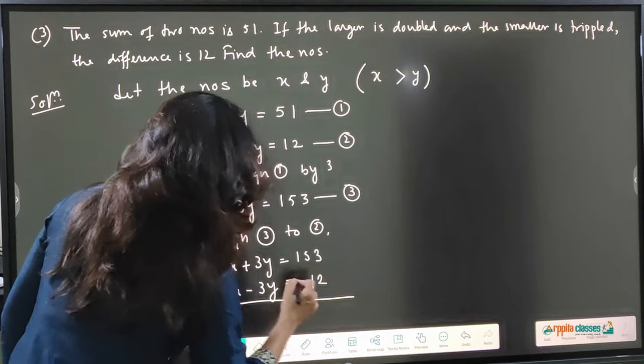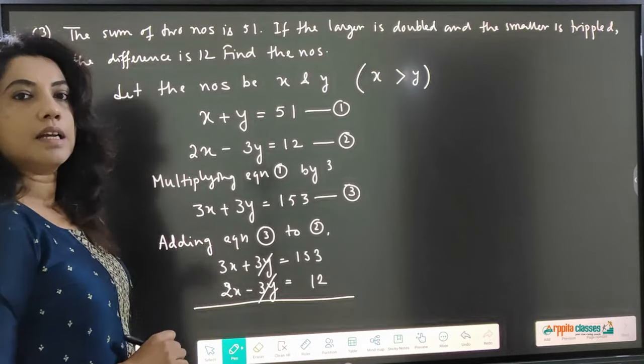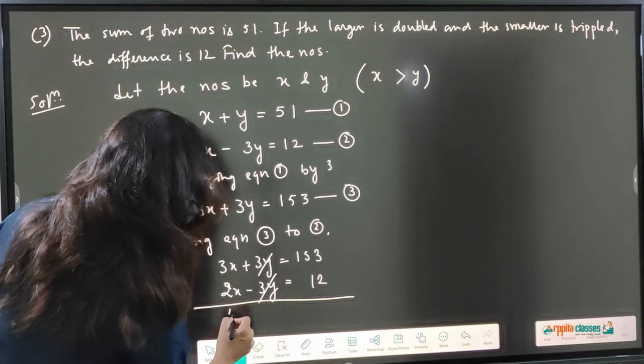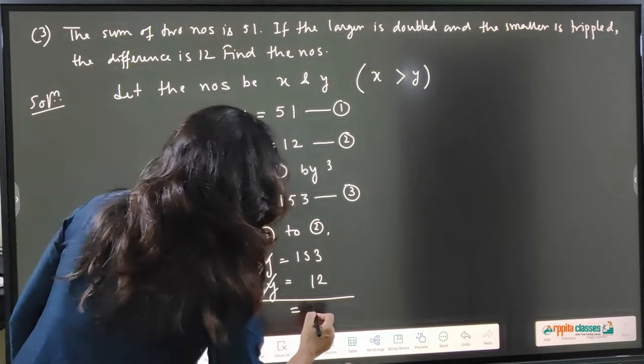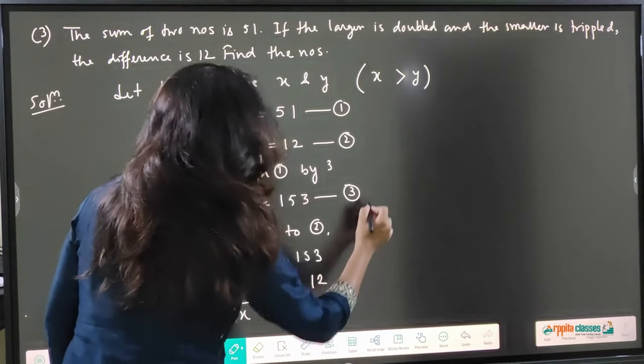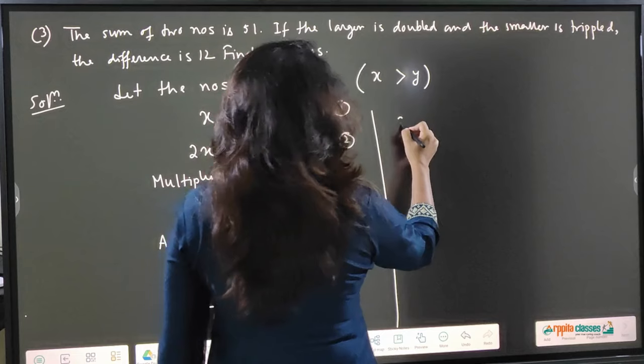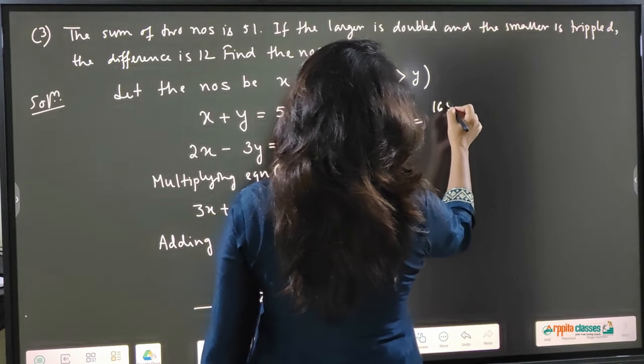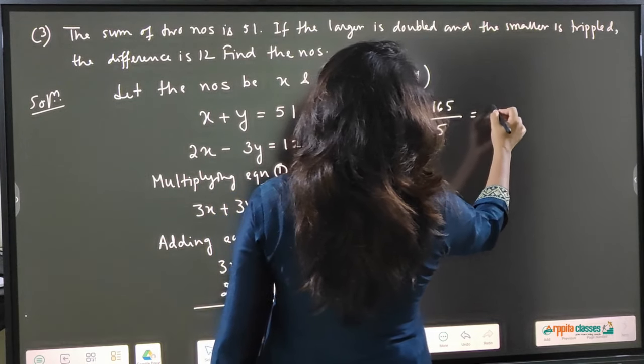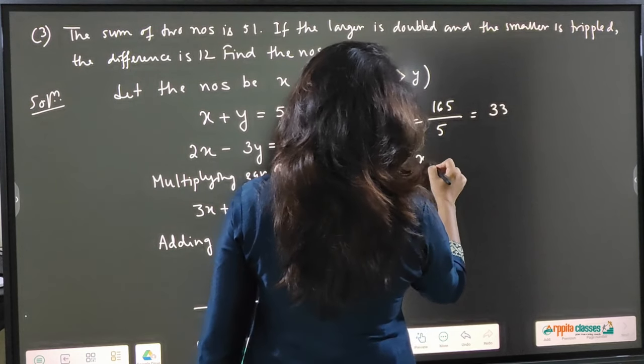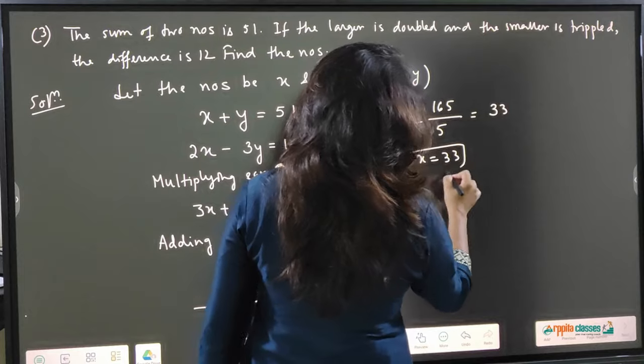So when you add the two equations, 3y and 3y get cancelled. Then 3x plus 2x will give you 5x is equal to 165, and therefore x is equal to 165 upon 5, that is 33. So the value of x we got as 33.